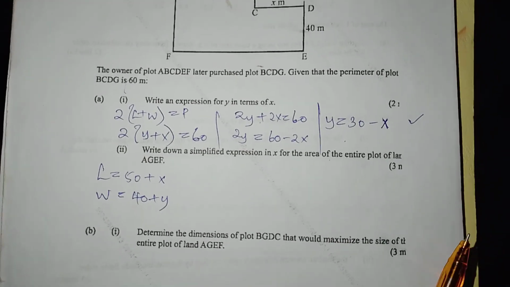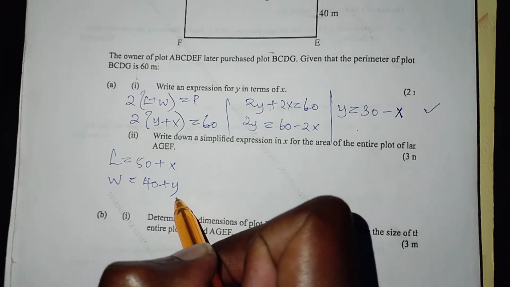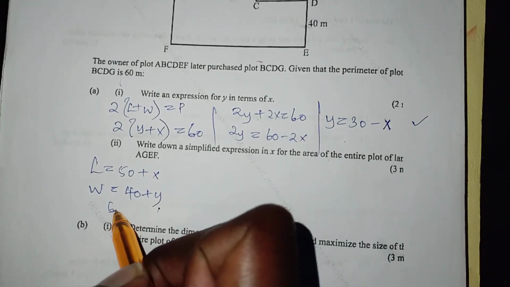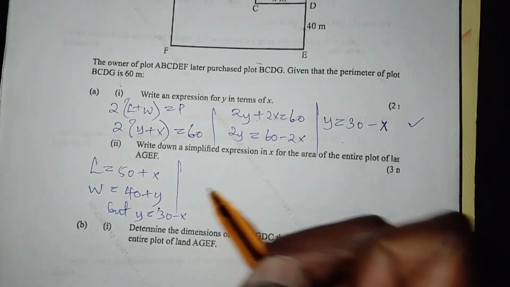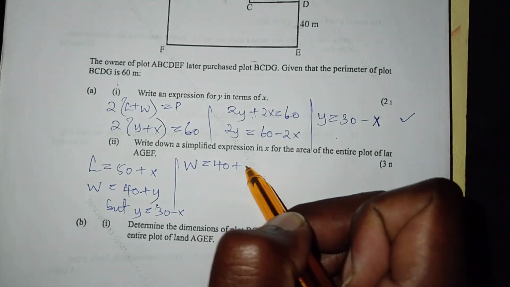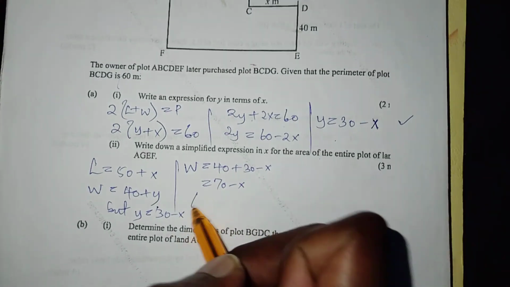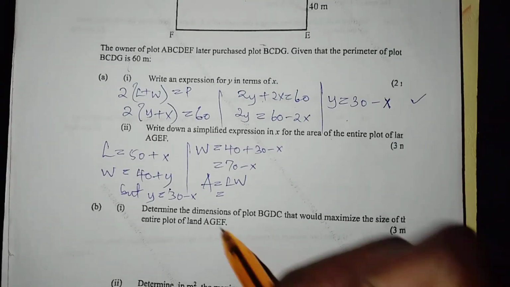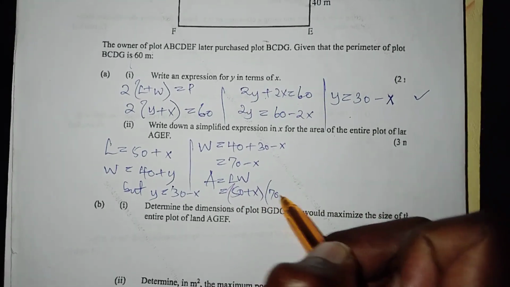So we want to have the entire plot in terms of x, and here we have y. So we are going to replace y, but we know y is 30 minus x, so it means your width will be 40 plus 30 minus x. Now it becomes 70 minus x. So our area, which is length times width, now becomes 50 plus x multiplied by 70 minus x.